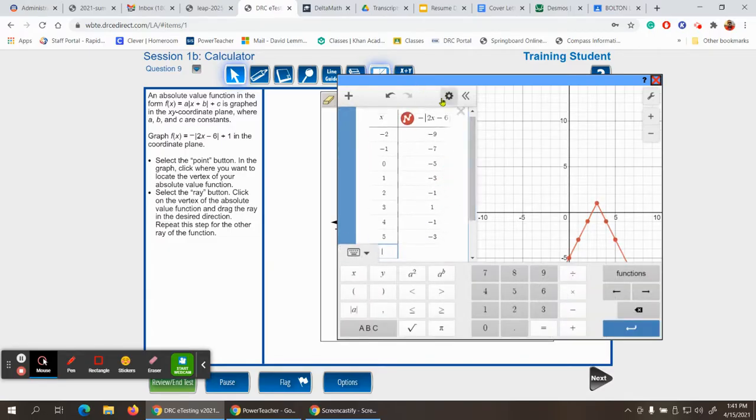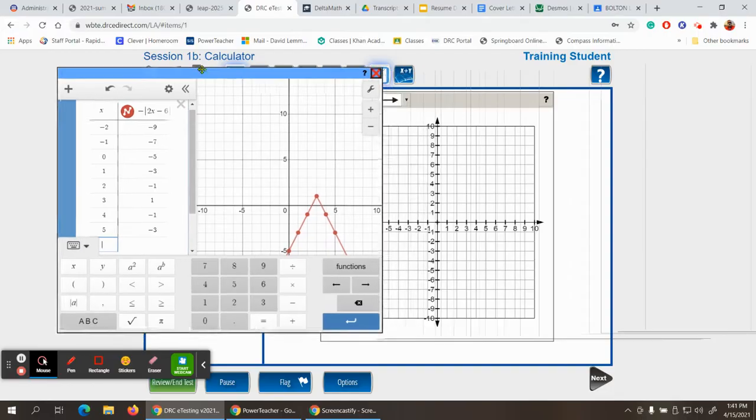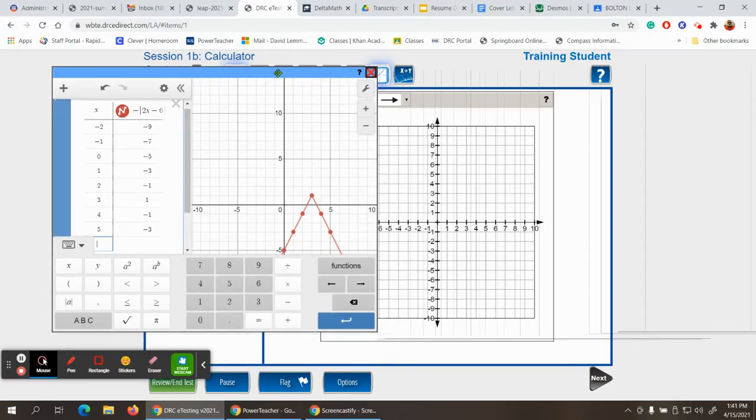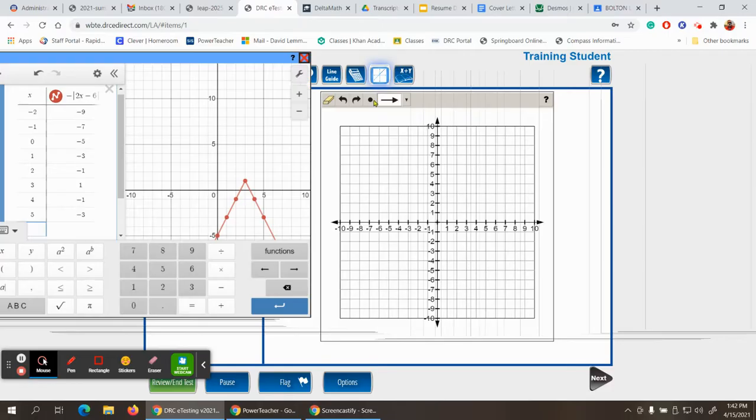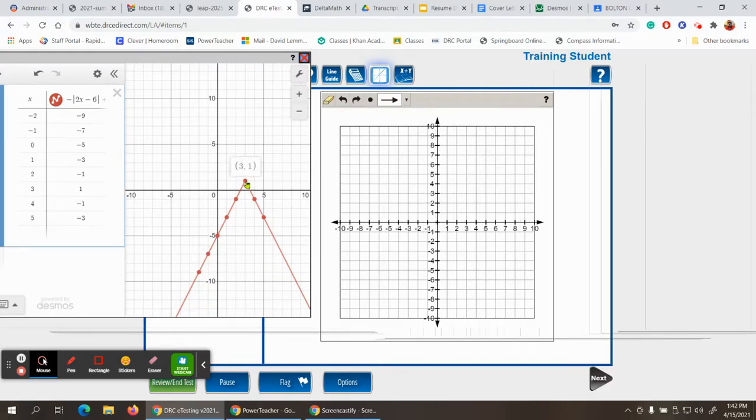Okay, so now we have a table. We have points to use. I'm going to move this over out of the way so that I can still see it and use it. All right, so I'm going to do points. This is a closed point. My vertex is at 3, 1. So I'm going to go to 3, 1.